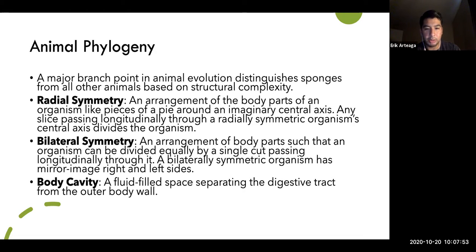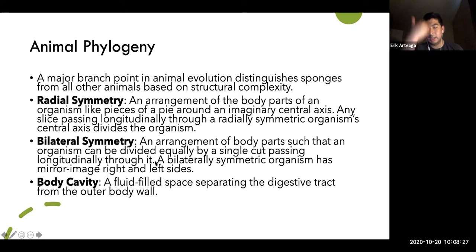So bilateral symmetry is arrangement of body parts such that an organism can be divided equally by a single cut passing longitudinally through it. That means you can only form a mirror image of that animal, which means it can only be divided like humans, down the middle. Okay, we cannot be cut in any other form that will give us equal shared parts, whereas radial symmetry does, right? It's like a pie or a cake. You can cut that cake in half in multiple different locations. Bilateral symmetry doesn't allow that, right?